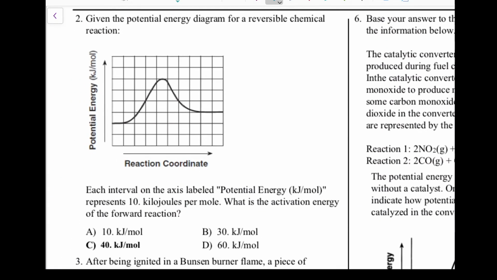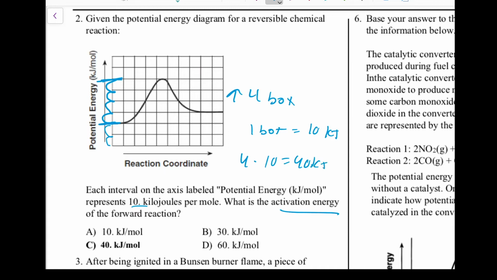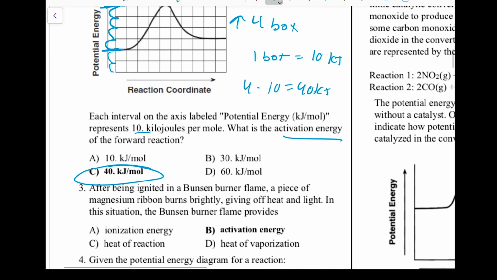Number 2, it says each interval is 10 kilojoules. So every time you go up a box, you go up 10 kilojoules. What's the activation energy? You have to look at where you start and where the peak is, and you're going up 1, 2, 3, 4 boxes. So you're up 4 boxes, and if one box is 10 kilojoules, 4 times 10 is 40 kilojoules. That is choice C. Not super difficult. You just have to do a little bit of thinking.